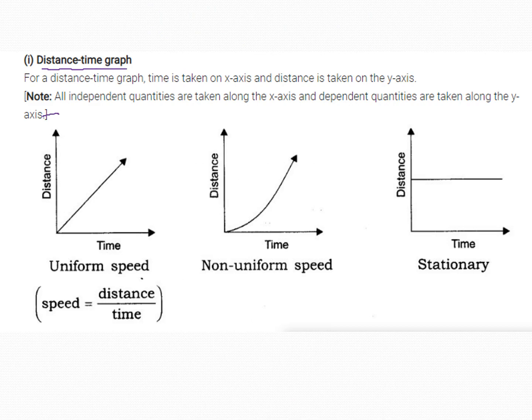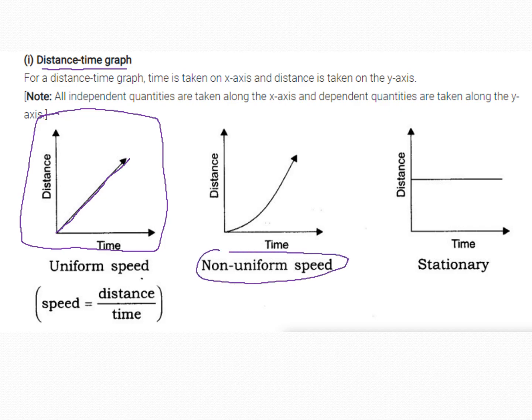The first one is the distance time graph for a uniform speed. You have to remember, for a uniform speed, the distance time graph will have a straight line. For a non-uniform speed, it won't be a straight line. It can be curved. Curved can be like this, curved can be like this, no problem. It has to be curved, that's it.